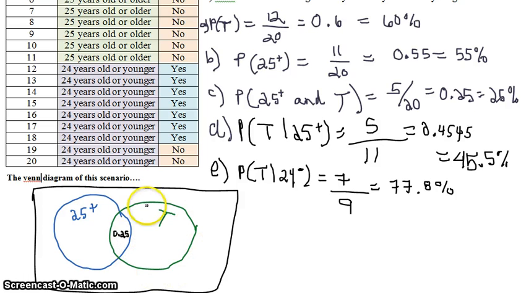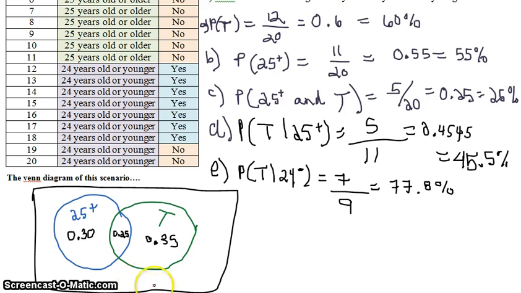That means the entire circle of Twitter is equal to 0.6. So this area right in here is equal to 0.35. So our whole circle is 0.60 for Twitter, and then the entire circle for 25 plus, those who are 25 years and older, is 55%. So that means that those who are 25 and older and don't have a Twitter account is 30%.